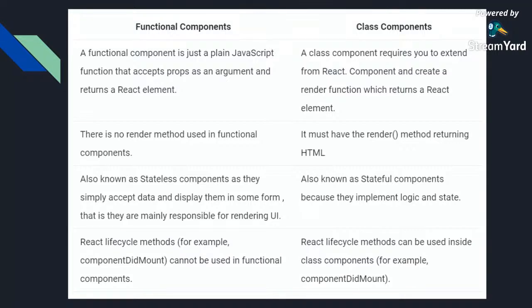Functional components are also known as stateless components, since they simply accept data as props and display it in some form of UI. Class components are also known as stateful components because they implement logic as well with the use of states and lifecycle functions. We impart some logic to it as well. Functional components do not have any lifecycle functions, as I said before, and class components have various lifecycle functions which you can use throughout the lifecycle of the class-based component. So these are the major differences between a functional component and a class component.